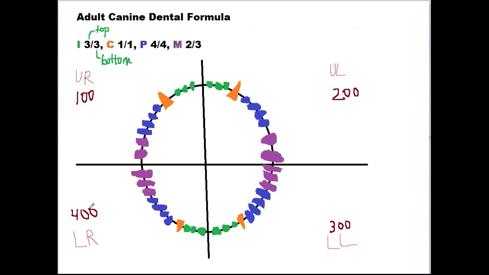And then I start with my rules of 4 and rules of 9. And the rule of 4 says that the canine tooth will always end in 4. So if I'm in this 100 quadrant, the canine tooth will be number 104. Okay, that would make this one number 204, 304, and 404.